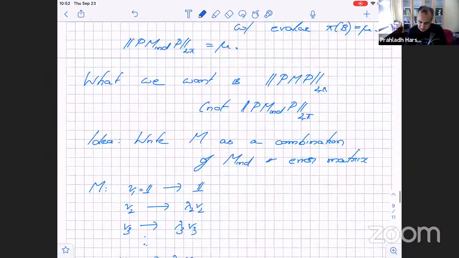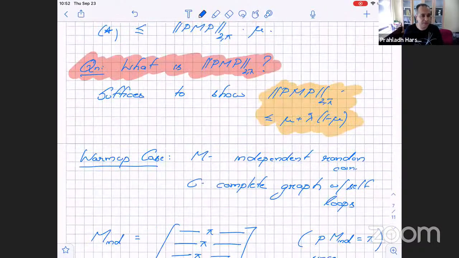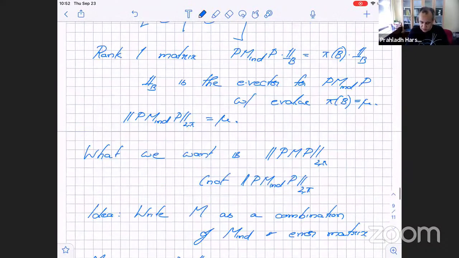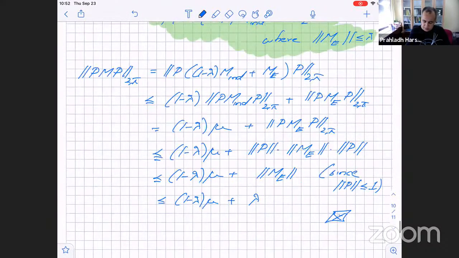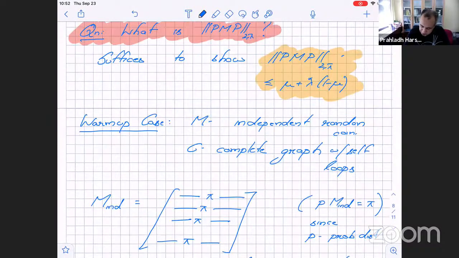Recall, it sufficed for us to prove this. There was a previous statement somewhere. It sufficed for us to prove this: PMP was mu plus lambda 1 minus mu, and that's exactly what we have proven. So this is the same thing as lambda plus 1 minus lambda mu. These two are the same quantity.